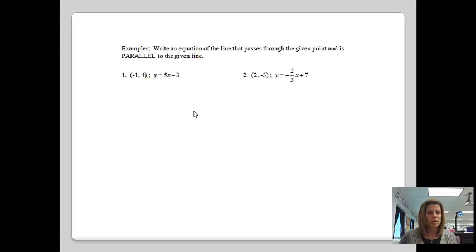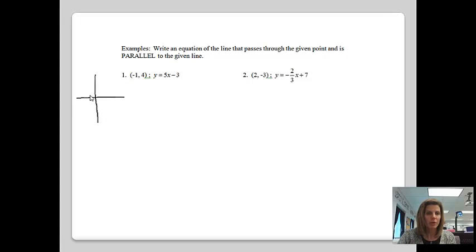All right, so now let's use that information. This time we're going to be writing an equation of the line that passes through a given point and is parallel to the given line. This one passes through the point negative 1, 4, and it's parallel to y equals 5x minus 3. I'm going to start by graphing it just to show you what we're finding. You will not have to actually graph this in your other examples.